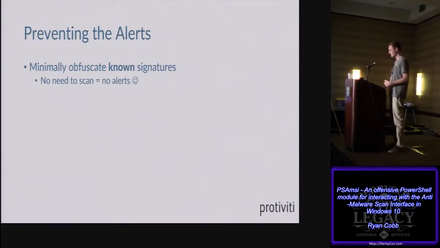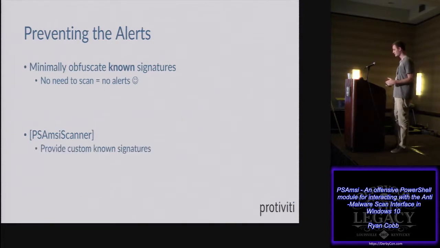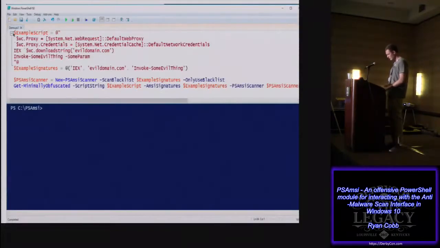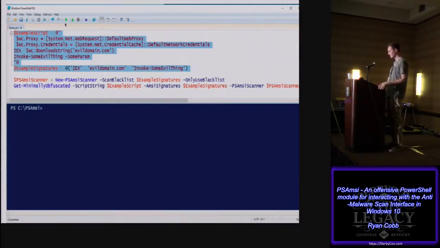So, with all that being said, I can think of some instances where maybe we don't actually need to scan, where we know the signatures that we want to obfuscate around. So if we know the signatures, we don't need to scan and we don't need to generate alerts. Most of the time, we're not going to know the signatures without the help of PSAMC, but I can think of some instances where we might have a set of signatures that are known bad that we want to obfuscate, and we only want to obfuscate those signatures. So the PSAMC scanner class gives us the ability to provide custom known signatures, and Get-MinimallyObfuscated can take those, and again, if we don't need to scan, we don't need to alert.